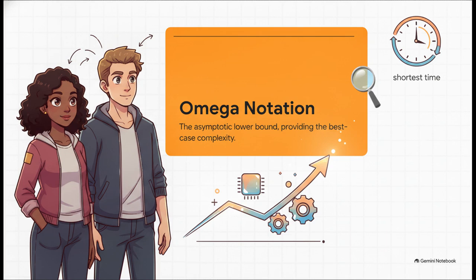On the flip side, we have omega notation. This one tells us our function is eventually always greater than or equal to the bounding function. So it provides the asymptotic lower bound. This represents the absolute shortest amount of time the execution will take, the best case complexity. Now, knowing an algorithm takes at least a certain amount of time isn't always as practical as knowing the worst case ceiling, but it's totally vital for a complete mathematical analysis.